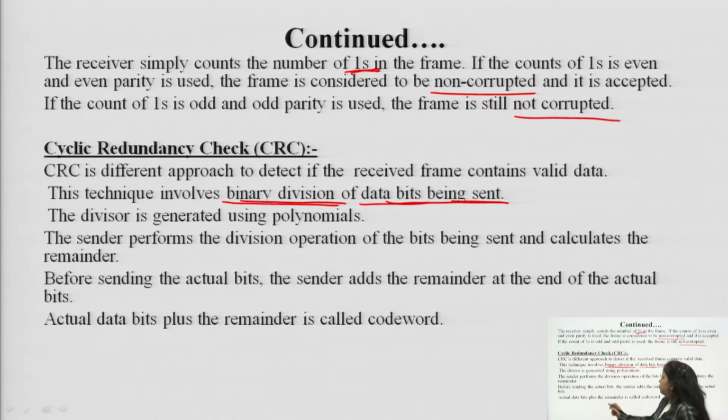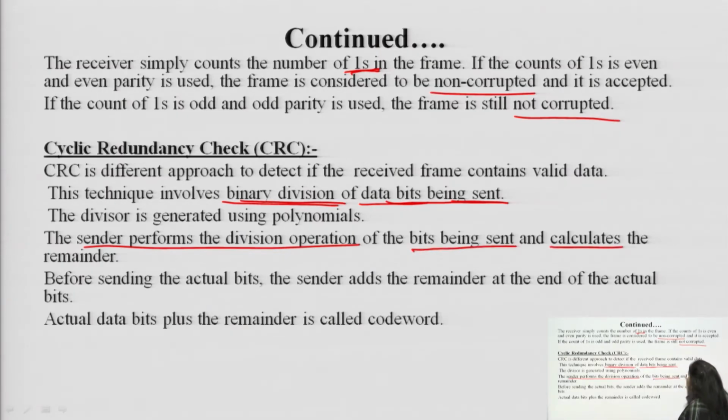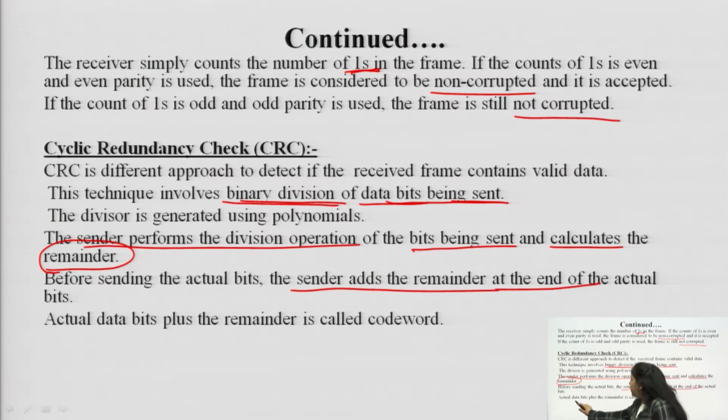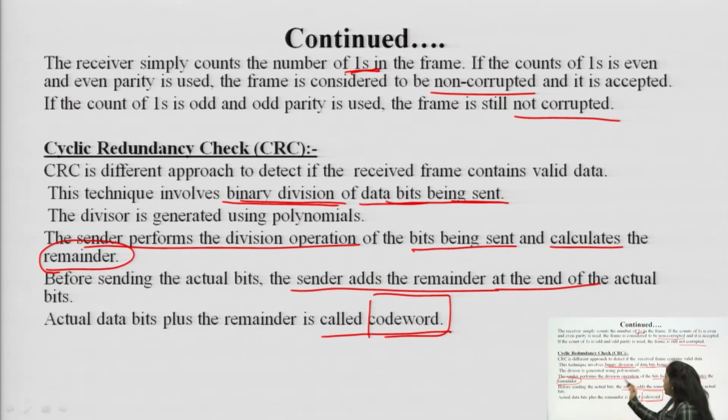The sender performs the division operation, and the remainder which comes after the division process is also sent along with the original data. Before sending the actual data, the sender adds the remainder at the end of the actual bits. The actual bits plus the remainder is called the code word. We will see it with one example.